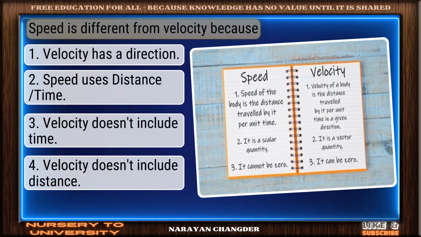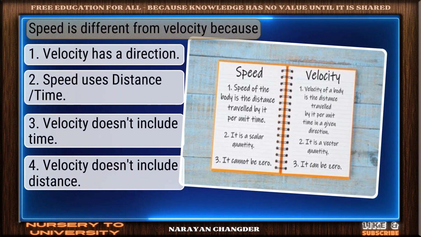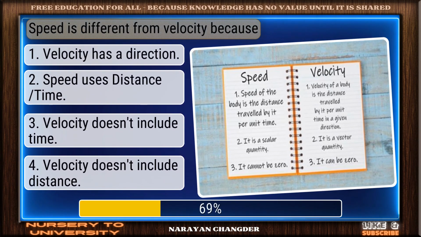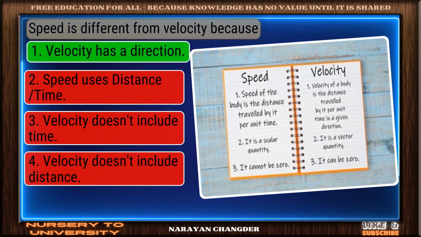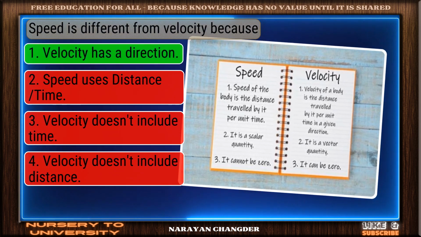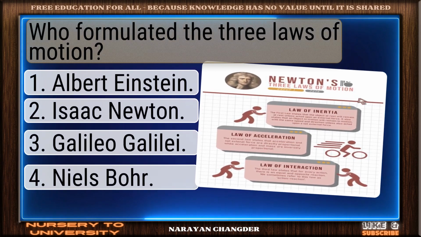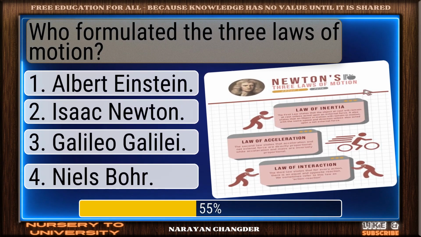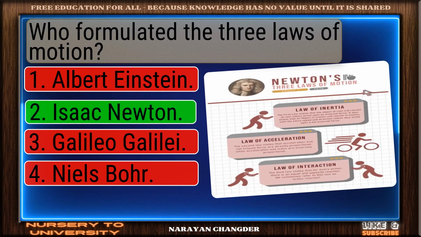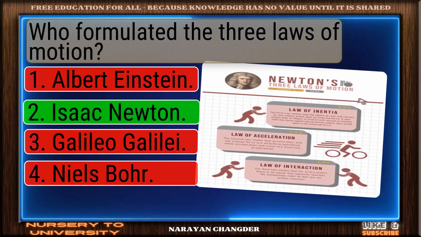Question number 212. Speed is different from velocity because. Well done. Velocity has a direction is the right choice. Question number 213. Who formulated the 3 laws of motion? Great job. Isaac Newton is the accurate answer.